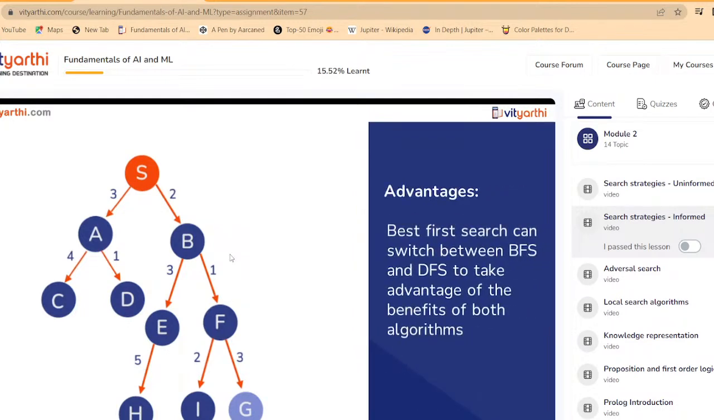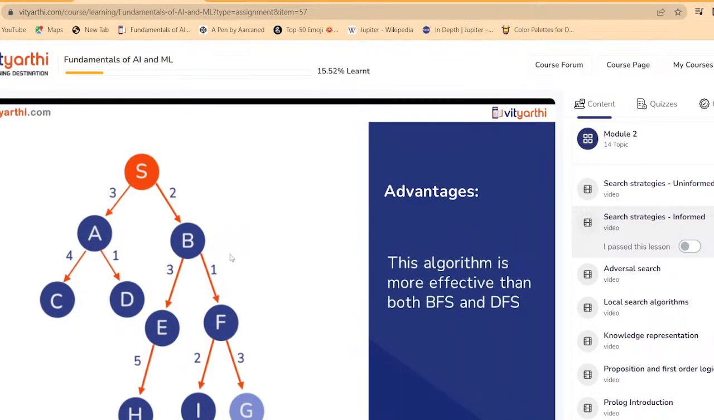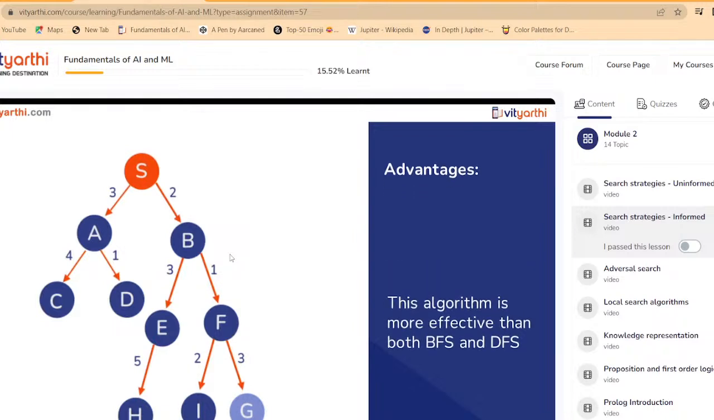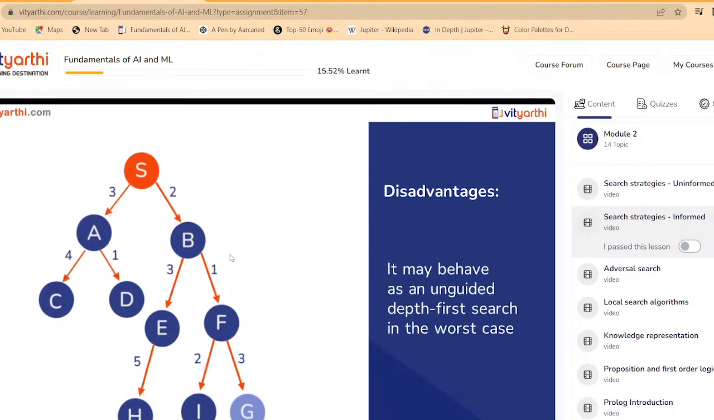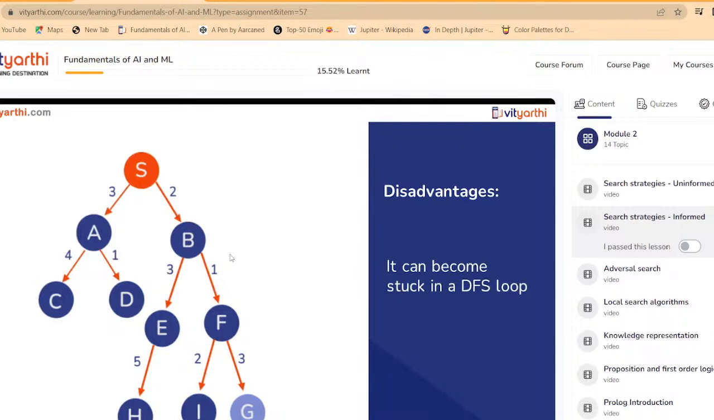We have a lot of advantages in this algorithm. The primary advantage is that best first search can switch between breadth first search and depth first search to take the advantages of both of the algorithms. The algorithm is more effective than BFS and DFS. It has some demerits. It may behave as an unguided depth first search in the worst case. So, it can become stuck in the DFS loop, so this algorithm is inefficient in some cases.